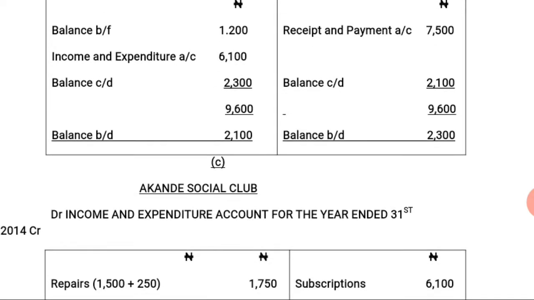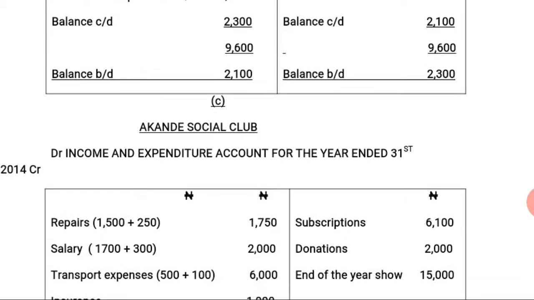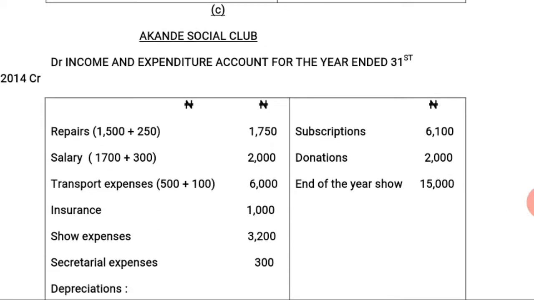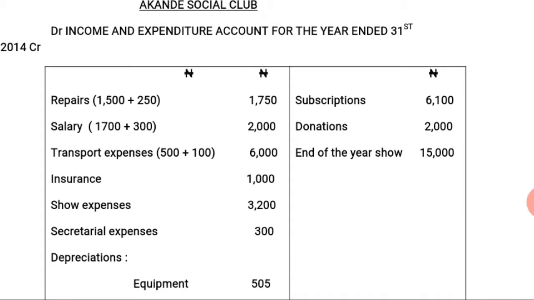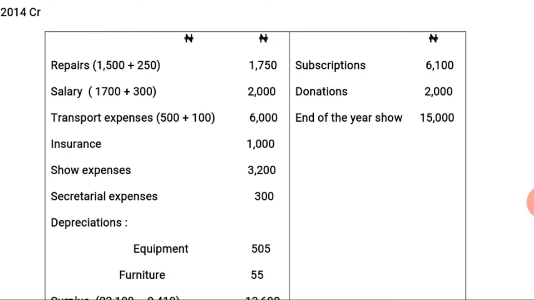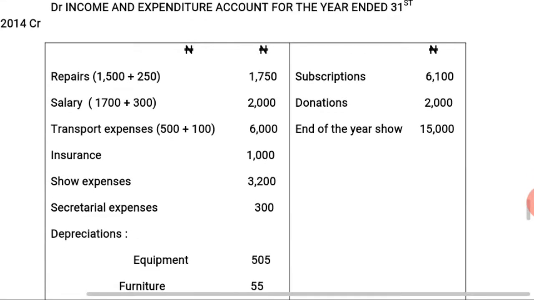From there, we now have to prepare our income and expenditure account. So Account Ss3 Social Club, that's the name of the club. We have debit side and credit side, and we have the heading income and expenditure account for the year ended 31st December 2014. Then we have the denomination naira.